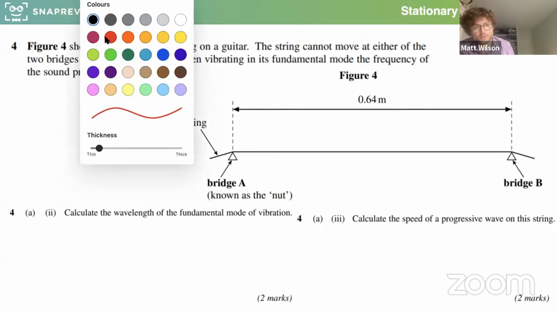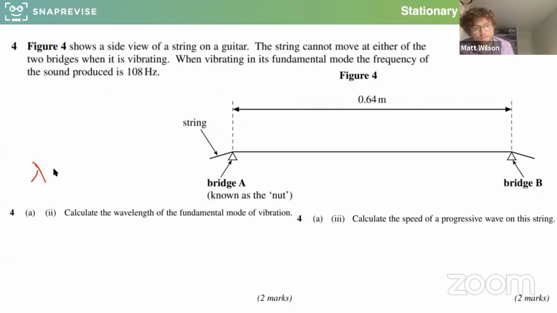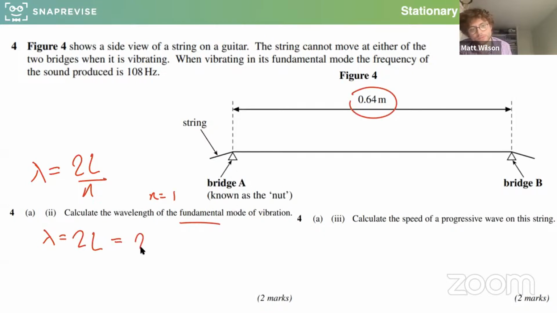Okay, well, what was our formula? In general, the wavelength is 2L over n. The fundamental is the case where n equals 1. So the wavelength should simply be equal to 2 times the length of the string. And the length of the string is 0.64, so it's 2 times 0.64, which is going to be 1.28. And that's measured in meters. Good.